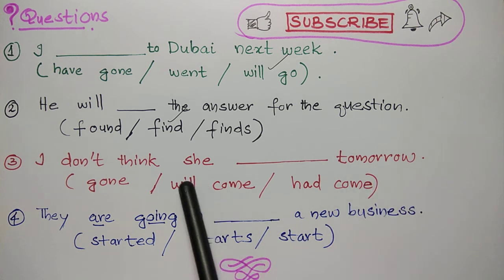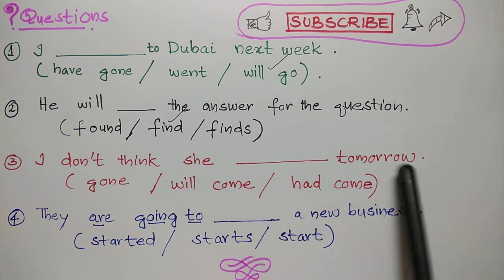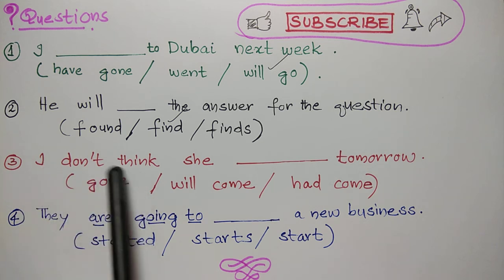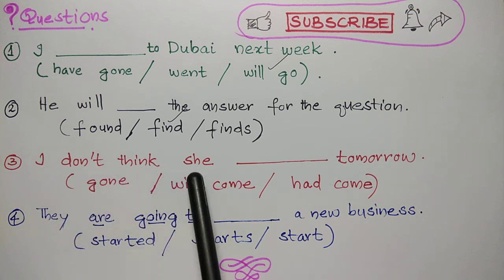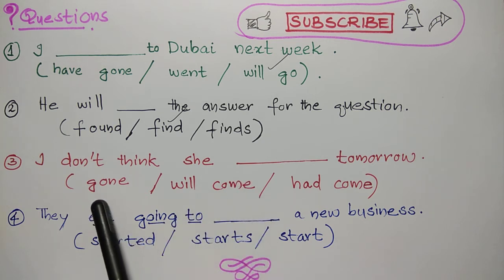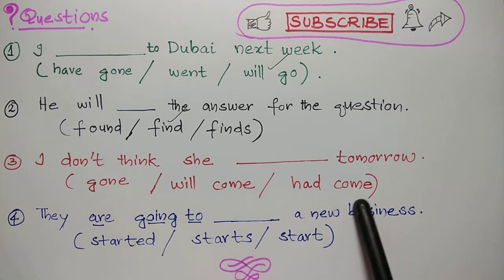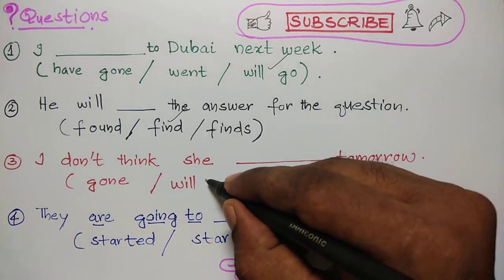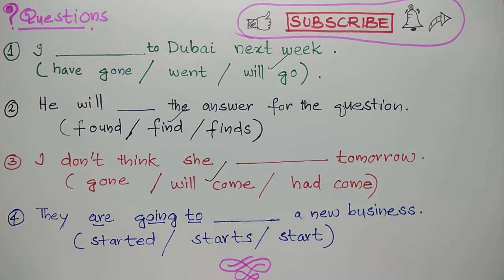I don't think she dash tomorrow. This is the case of "I think," that is followed by a simple future. So options are gone, will come, had come. Here this is simple future form, will plus V1 form of come. So I don't think she will come tomorrow.